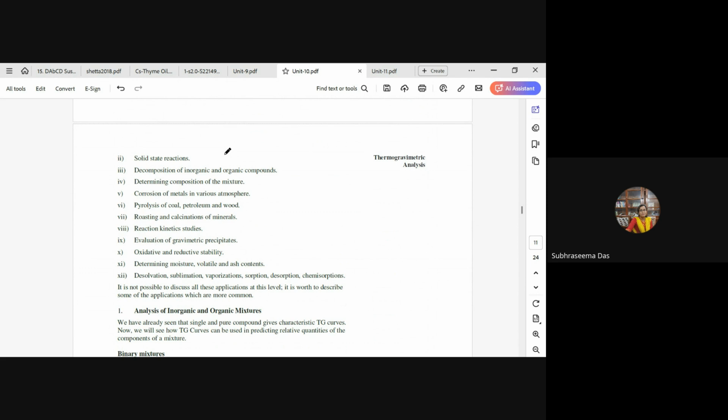compounds, determining the composition of a mixture, the corrosion of metals in various atmospheres, the pyrolysis of coal, petroleum, and wood, the roasting and calcination of minerals. It is used in reaction kinetic studies, evaluation of gravimetric precipitates, oxidative and reductive stability, determining the moisture, volatile, and ash contents, and it is also used for desolvation, sublimation, vaporization, sorption, desorption, and chemisorption reactions.